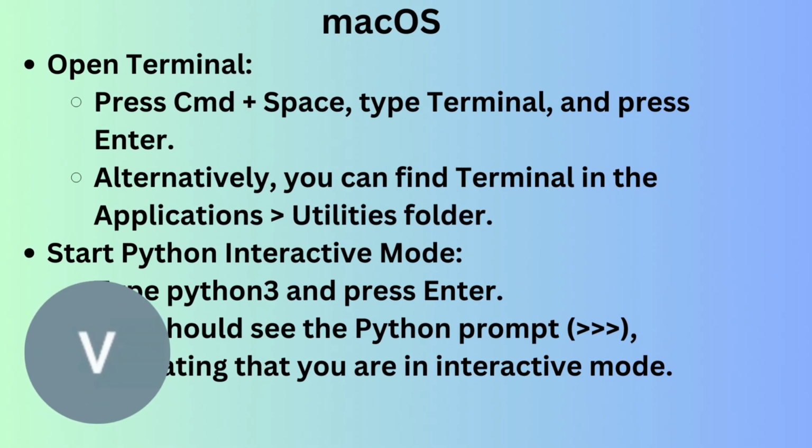Next, how to access the interactive mode on macOS. Open Terminal and give the command python, then press enter. Alternatively, you can find Terminal in the Applications and Utilities folders. Then start Python interactive mode. With python3 and enter, you can see the Python command prompt and the interactive mode below.